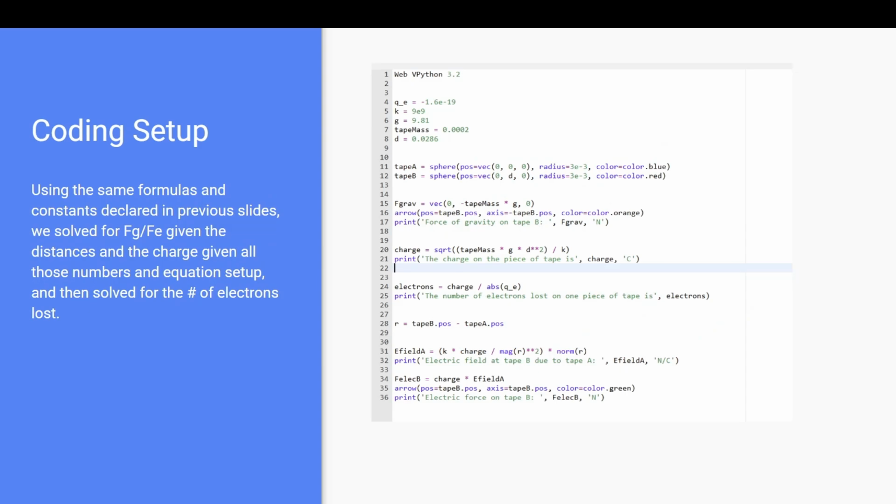For the coding setup, we basically use the same principles. We solve for equilibrium, and then we set our constants, and then we use F grav and F electric to find the magnitude of the electric force and the number of electrons lost. So we set it up the same way. Basically, we had E field and force electric to solve the actual force of gravity as well, and solve for the charge and the electrons lost.